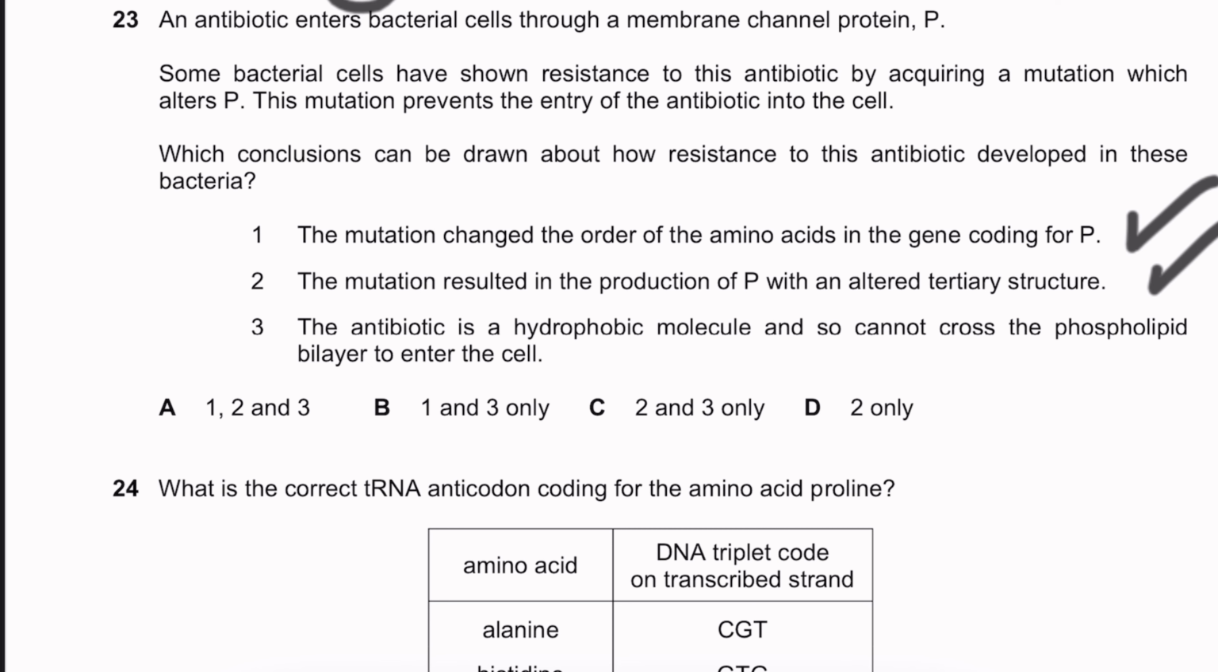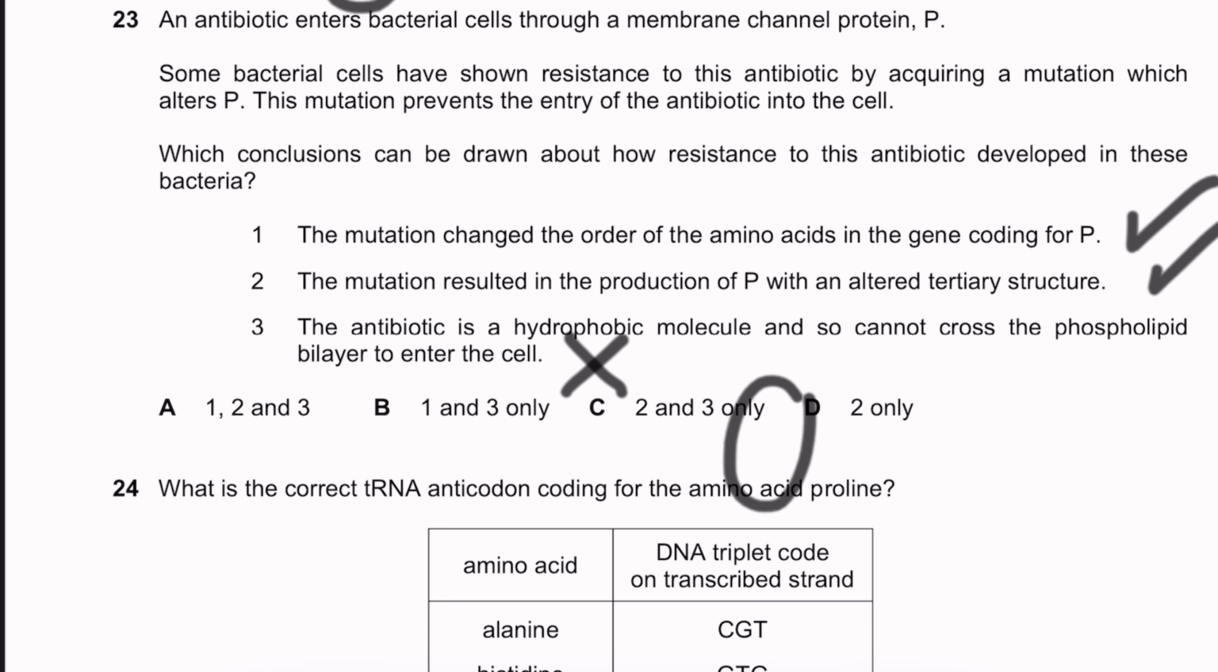The antibiotic is a hydrophobic molecule and so cannot cross the phospholipid bilayer to enter the cell. That is wrong. It does not have anything to do with a mutation. The mutation does not alter the antibiotic, it alters the genes of the bacteria itself. It does not happen outside the bacteria, it doesn't happen to the antibiotic. And if it was initially hydrophobic, it would not have been able to cross the channel, because the channel protein is a pathway for hydrophilic molecules, number one. Number two, if it's hydrophobic, then it can cross the phospholipid bilayer easily without any need for a channel protein. 1 and 2 only is not an option, so let's choose 2 only, because the mutation changed the order of amino acids in the gene coding for P.